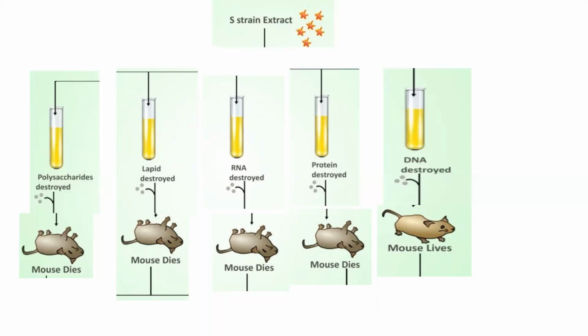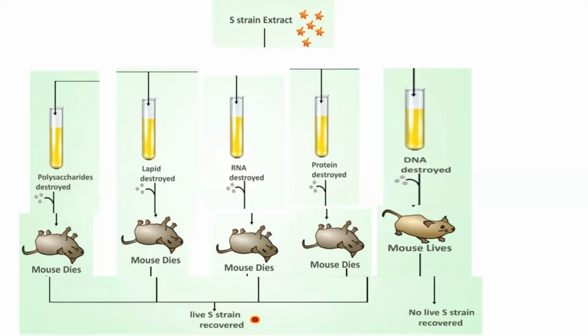So this is what you have to know from the first experiment. The third experiment is slightly advanced. They used radioactive isotopes to see whether DNA is transformed. Here no live S strain was recovered, but here live S strain was recovered.